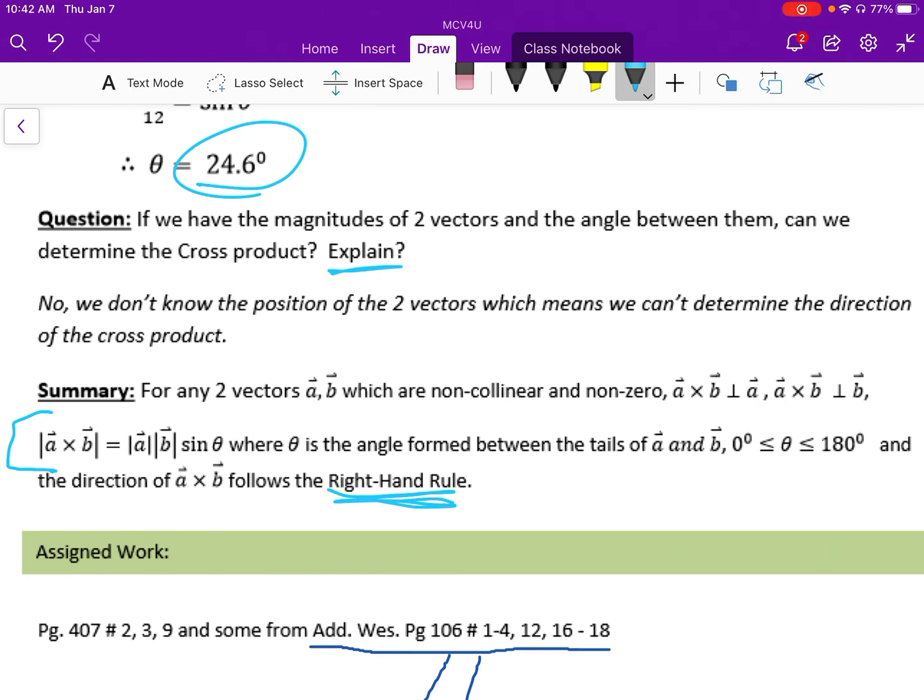In the next lesson, we are going to work out the cross product algebraically. If we're given the algebraic vectors, how can we determine the cross product? And that will be the next lesson.